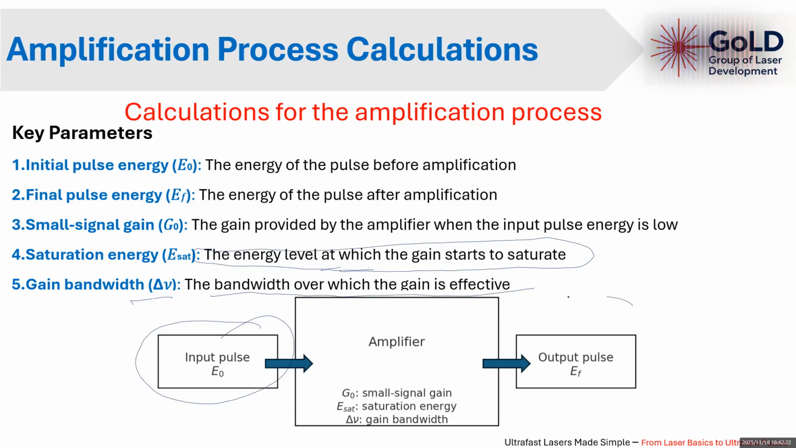This we know, and we need to calculate this one, so first we need to know these parameters. Small signal gain may come with the data, like if the energy is very low in the beginning, what will be the gain. And saturation energy, which corresponds to the saturation intensity. And what is the gain bandwidth of the gain medium? We need to know these things to calculate this output.